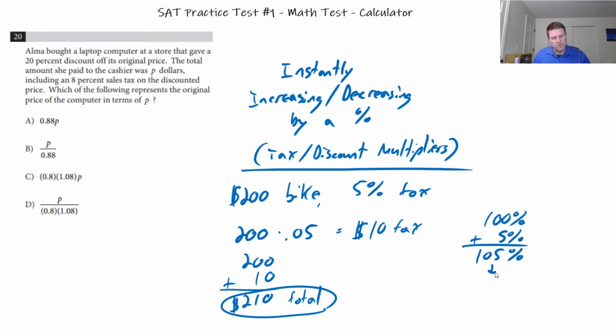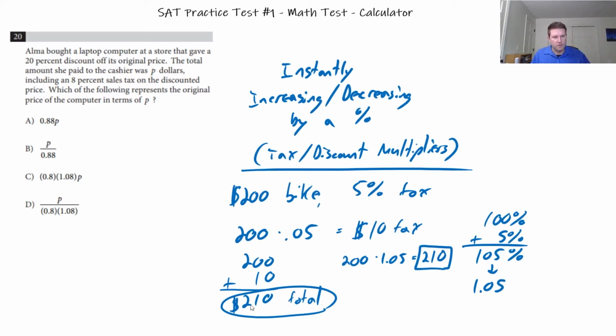If you turn this into a decimal, that's 1.05, and you multiply 200 by 1.05, that will lead you directly to the final cost without calculating the tax separately first. This is a crucial tactic for problems like this, as you'll see in a second. So there it is with a tax multiplier.